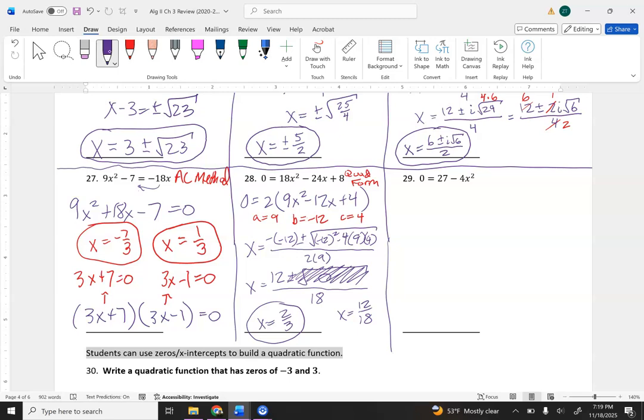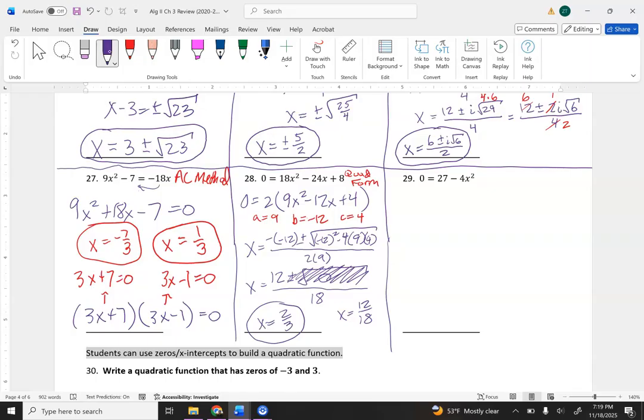All right, let's finish up this section. Number 29. Is there a 0 on one side? Yes, there is. Okay, we're good there. Is there anything in common between the two terms? 27 and 4 don't have anything in common, so we're ready to solve.